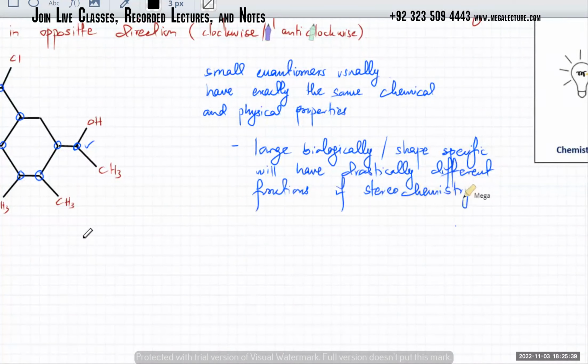If you get any one chiral carbon atom wrong, the entire structure or shape of the molecule will change. Okay, your right hand fits in the right glove, right? If you get the stereochemistry wrong and instead make a left hand, that left hand will not be able to fit in the right glove. But large biological molecules which are shape specific will have drastically different functions if stereochemistry is even slightly changed.